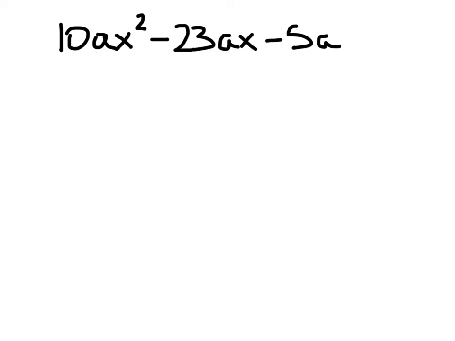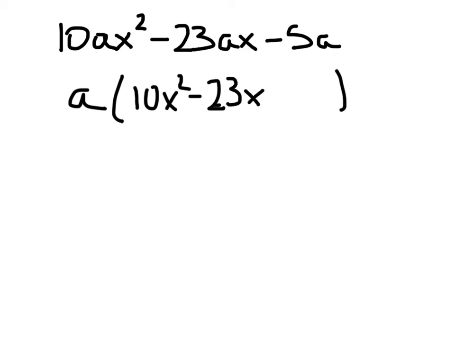I'm looking to factor, and the first strategy I always try is factoring out a GCF. Each of these terms has an A, so I can definitely factor out a GCF of A. What about a coefficient? No, 10, 23, and 5 do not have a GCF. So for this problem the GCF is just A. Now when I divide by A, the 10ax squared, I'll be left with 10x squared. When I divide the negative 23ax by A, I'll be left with minus 23x. And when I divide the negative 5a by A, I'll be left with negative 5.